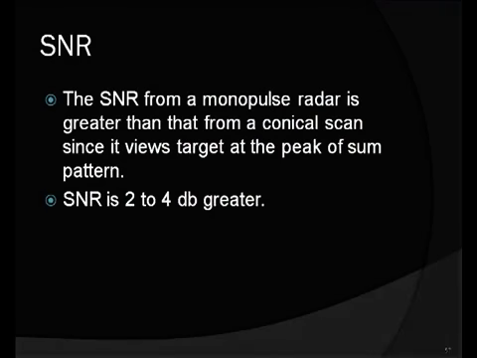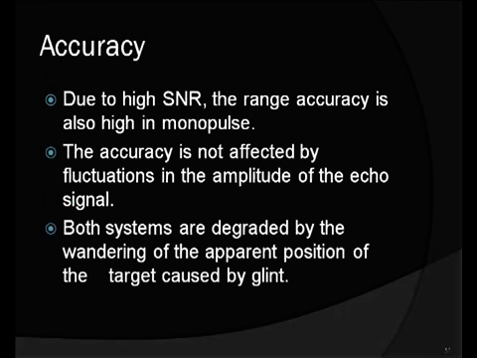Let us compare the SNR. The SNR from a monopulse radar is greater than that from a conical scan, since it views the target at the peak of the sum pattern. In that sense, the SNR of a monopulse is 2 to 4 dB greater than conical scan. Accuracy: due to the high SNR, the range accuracy is also high in monopulse. The accuracy is not affected by fluctuations in the amplitude of the echo signal.